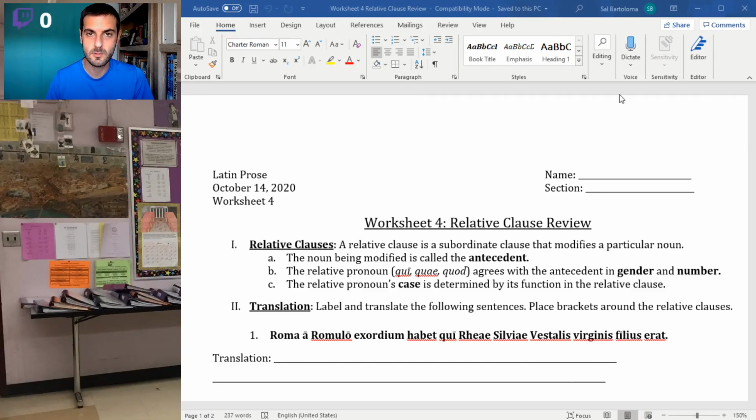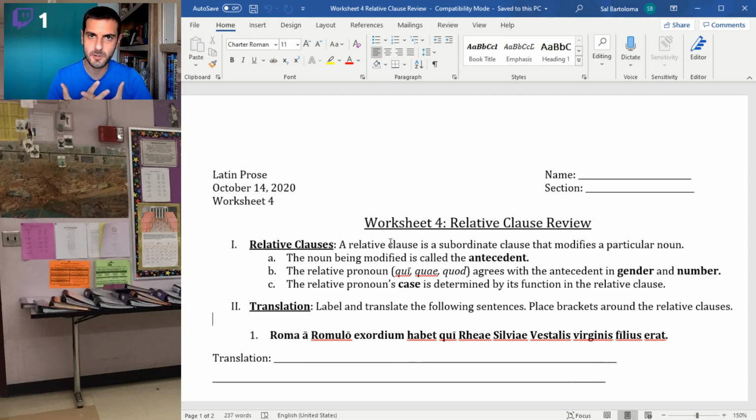Okay, so we'll get started with worksheet number 4. This is about relative clauses for my prose kids. We talked in class about the different forms of the relative pronoun, qui, quae, quod. Remember that these clauses give me more information about a particular noun in the sentence.